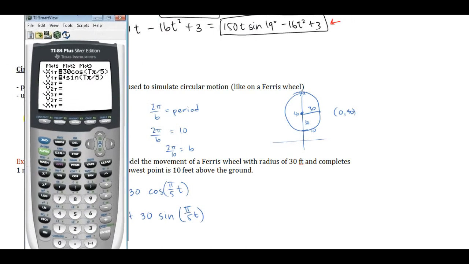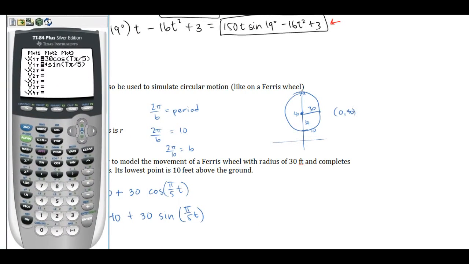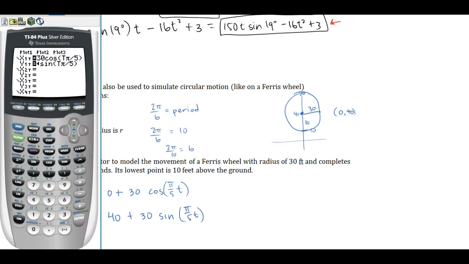It cut me off before I could finish, saying you went too long, but I've got to at least show you the calculator. I got my 2 equations and I typed them in. I have 30 cosine for the x and 40 plus 30 sine for the y. I'm going to hit my window. Now t is again time. We know it takes 10 seconds, so I'll go from 0 to 10. The step really doesn't matter. That's just how crazy you want it to graph.